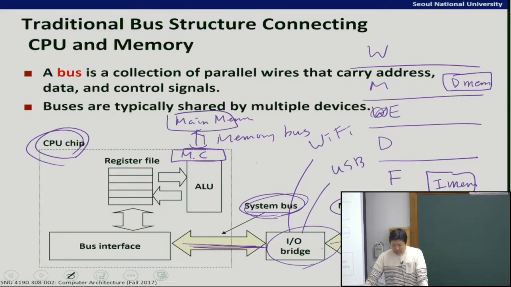So as I said, a bus is a collection of parallel wires that carry address, data and control signals. And buses are typically shared by multiple devices. Okay? That's the reason why it's called a bus. A bus is basically shared by many agents, right? In this context, a bus means a shared collection of wires driven by multiple devices.